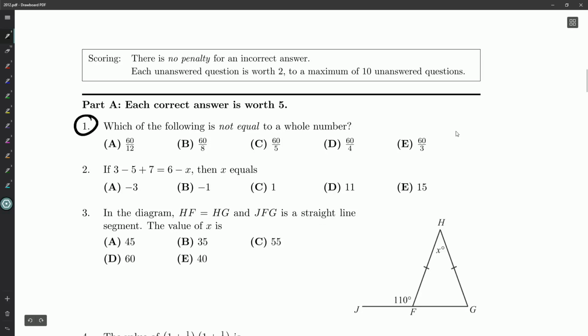Which of the following is not equal to a whole number? So we have a bunch of fractions here. 60 over 12, 60 over 8, 60 over 5, and so on. So each of these can be simplified a little bit. Some of them can be simplified down to a whole number. For example, 60 over 4 is 15. And so if you wanted to, you could just go through them one at a time.